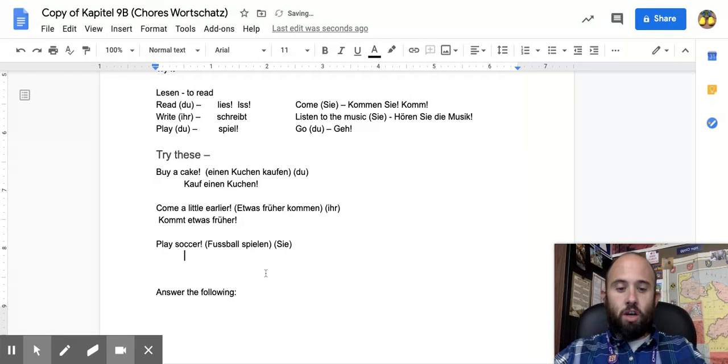How about play soccer? Now, if you're talking to your buddy, you'd say Spiel Fußball. If you're talking to a group of people and you want them to play but you're not going to play, you'd say Spielt Fußball. If you're talking to someone formally and you want them to play soccer, like talking to your boss, you would say Spielen Sie Fußball. You include the Sie when you're speaking formally.